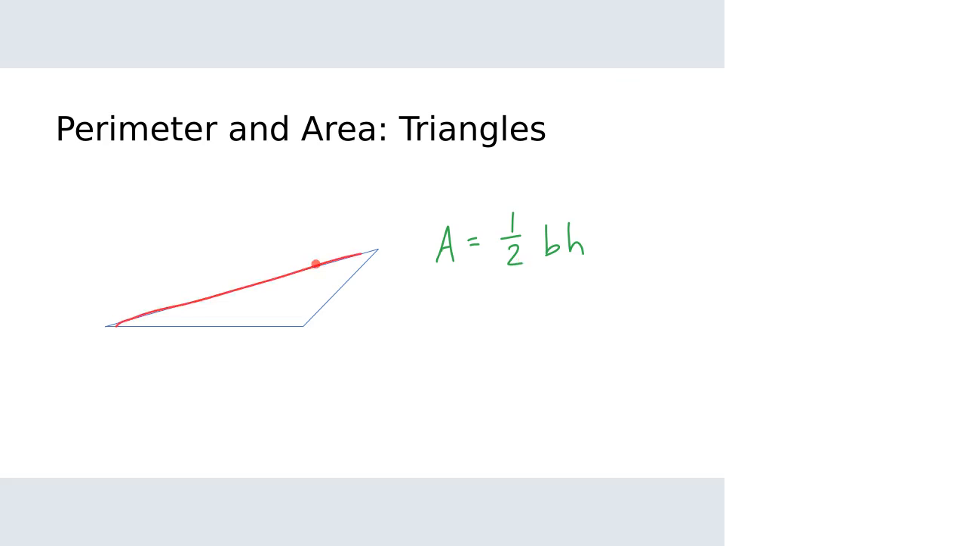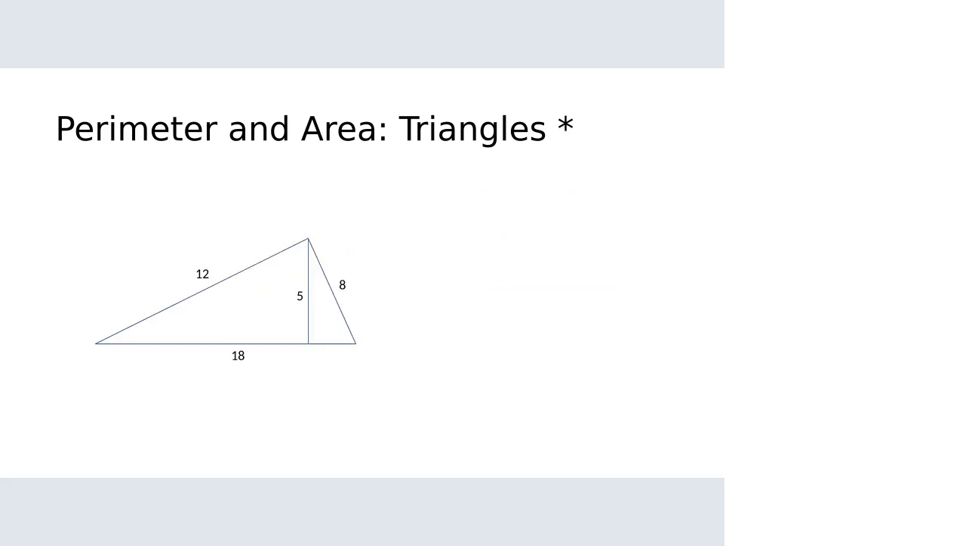Perimeter, same idea as before. We're going to add up all the external sides. That'll give us the perimeter. Formula for the area of a triangle is here. Any questions on that before I have you try one with the triangle? Excellent. Here goes. There's a triangle. I'm going to ask you to find the perimeter and area of that triangle.